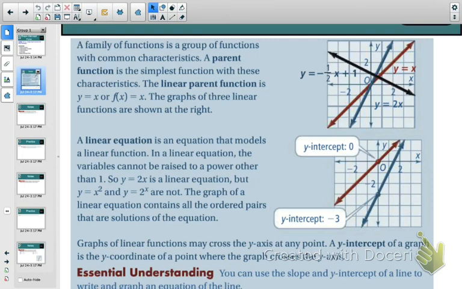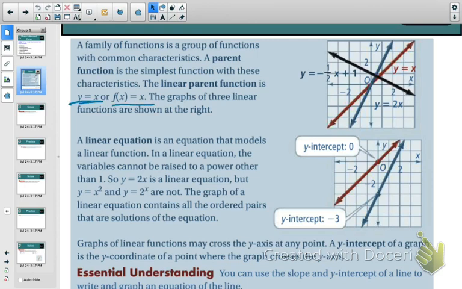A family of functions is a group of functions with common characteristics. So every function belongs to a certain family. A parent function, so all families have parents, hopefully. A parent function is the simplest form of that function. So with a linear function, like y equals mx plus b, the parent function is just y equals x. So that's the simplest form of that function, or we can say f of x equals x.